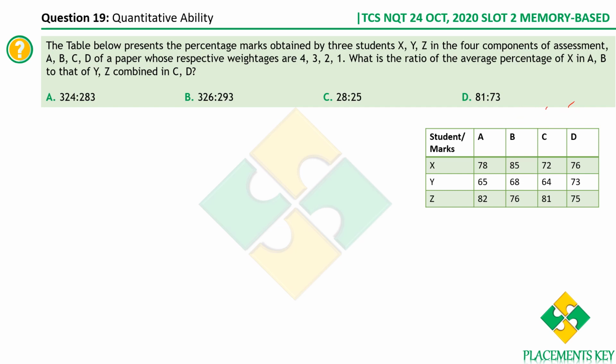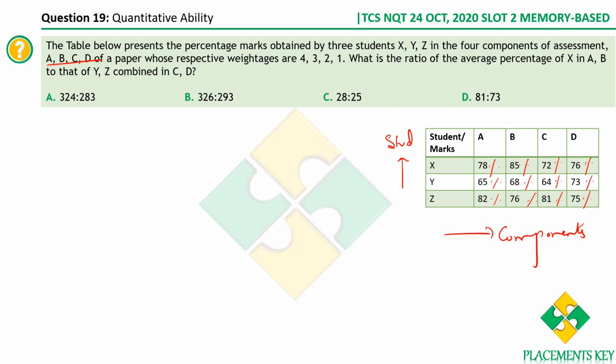Let me write it here. These are the subjects, and these are the students. X, Y, Z are the students. Now what have they told? All these are in percentage: 78%, 85%, 72%. Everything is in percentage. Now what else is given? Respective weightages are given for X, Y, Z in the 4 components. A, B, C, D are the 4 components. Or the components are the subjects; you can take it as components.